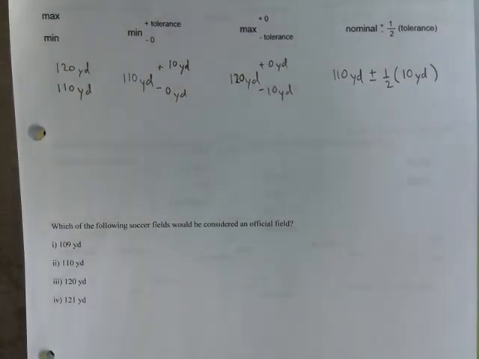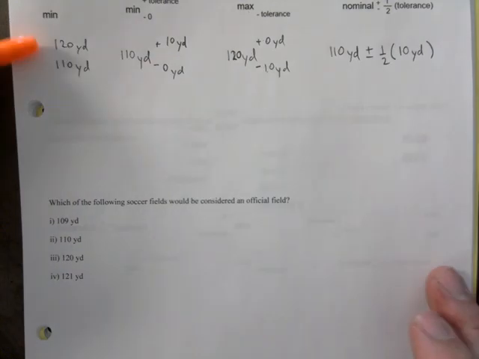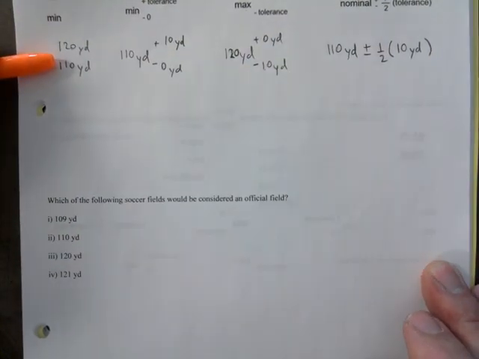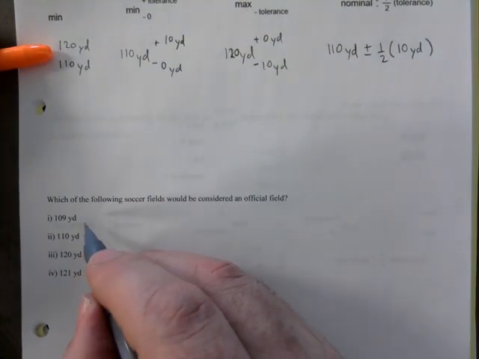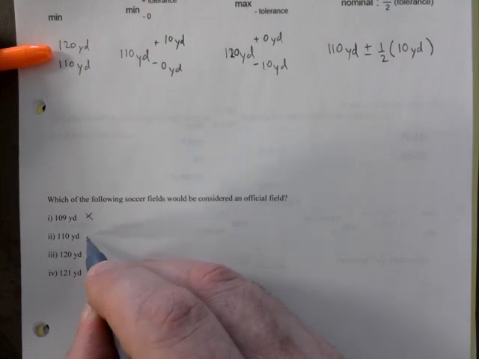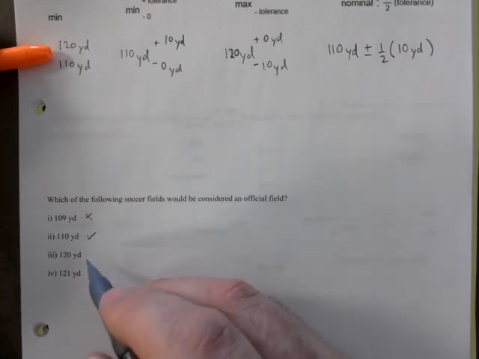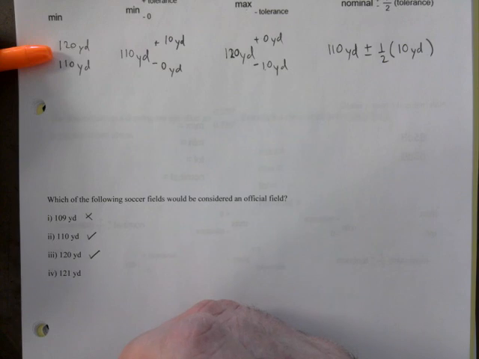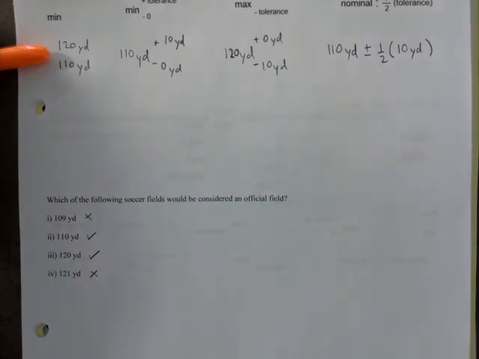And then answer the question below here. I'm gonna go with this one right here with my orange marker. So 109 would be a no-no. 110 would actually be still acceptable. 120 would also be acceptable. 121, no longer. It's already over. So if it's right on it, it's still acceptable. Okay.